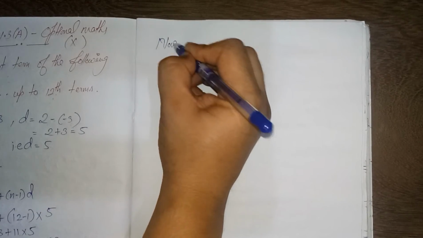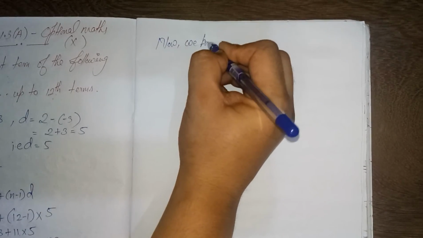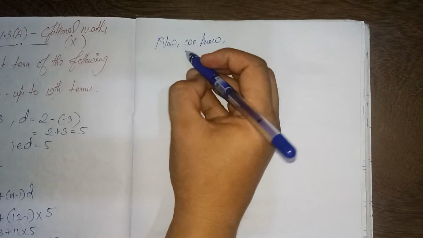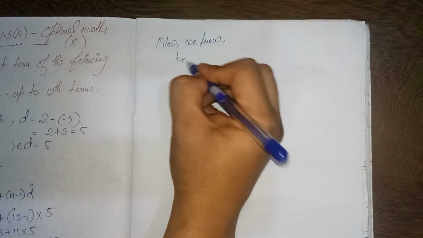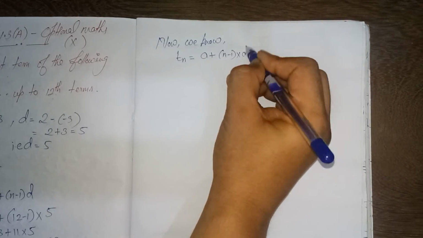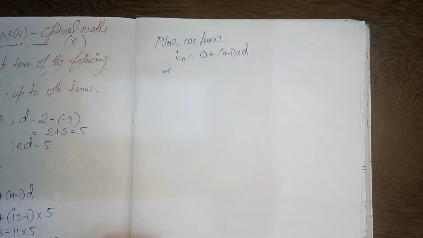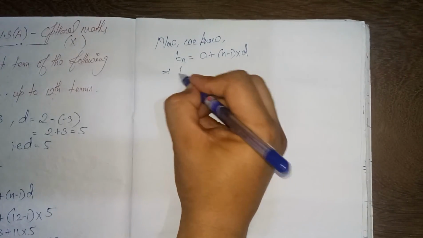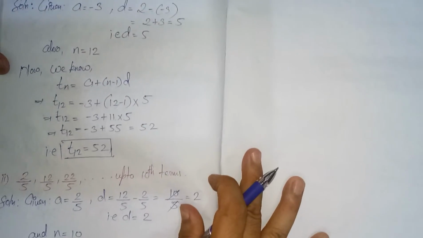Now we know the formula to find the nth term is Tn equals a plus (n minus 1) multiplied by d. So simply, in place of n you have to keep 10. T10 equals, yes, n is 10.